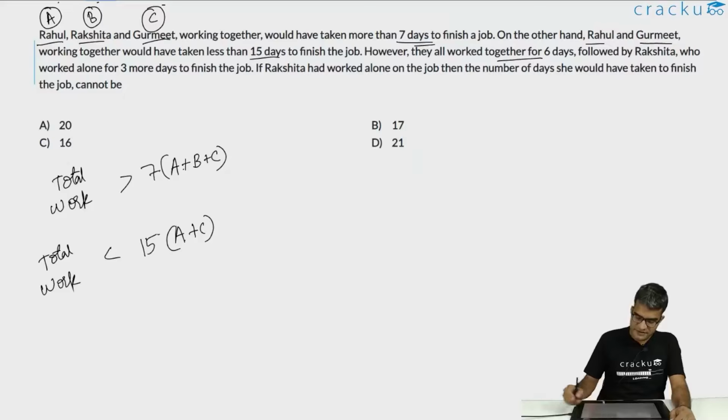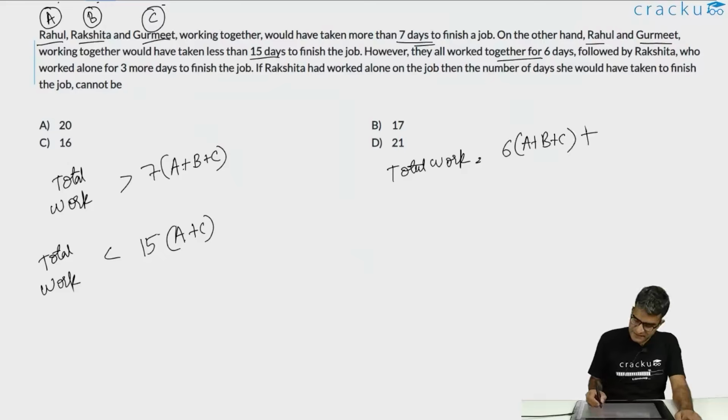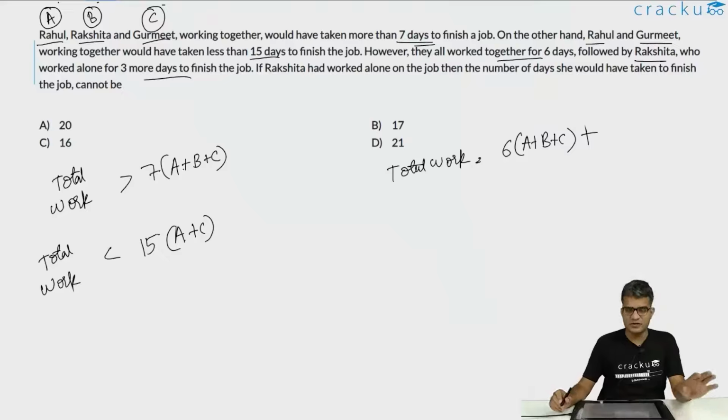Now, they finish the job when all of them work together for 6 days. So the total work that needs to be done is equal to 6 times (A plus B plus C), plus when Rakshita worked alone, 3 more days were taken. So all 3 of them worked for 6 days and Rakshita worked for 3 days. So the total work that needs to be done is 6 times (A plus B plus C) plus 3B.